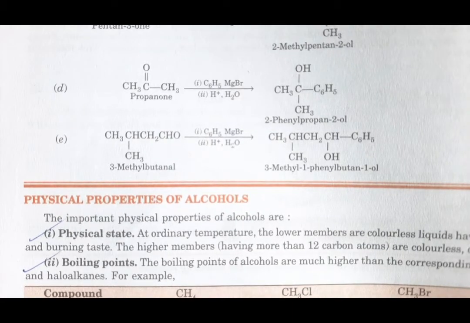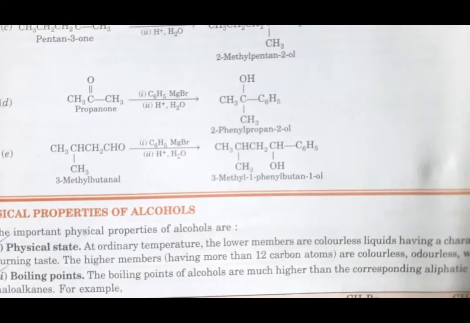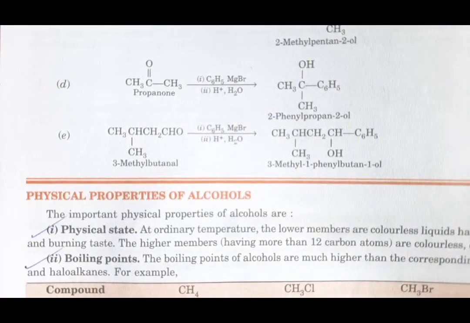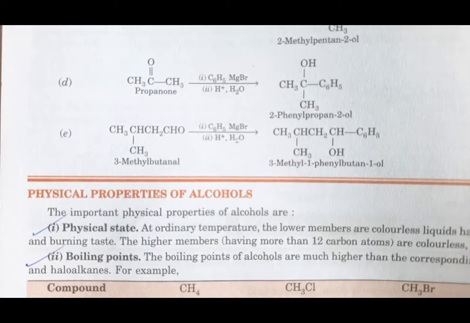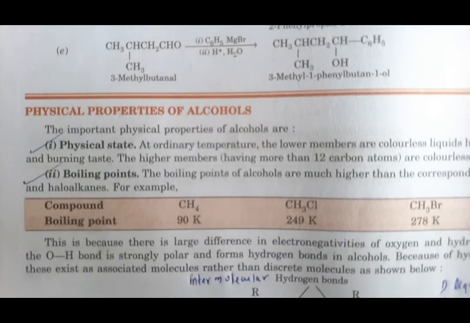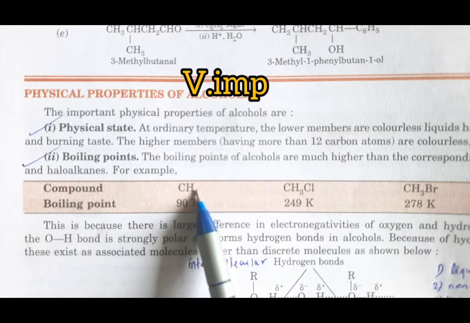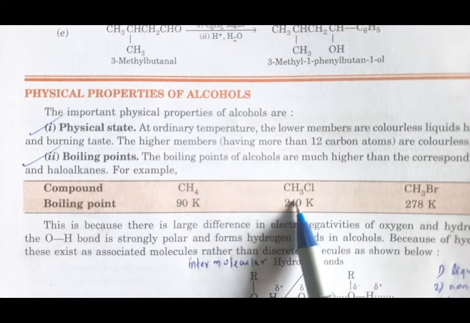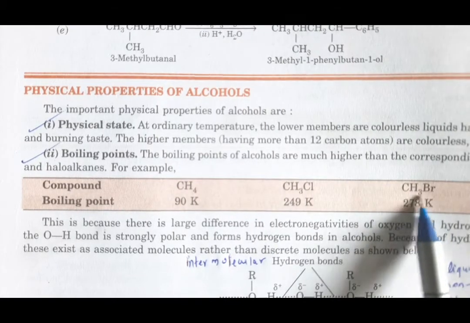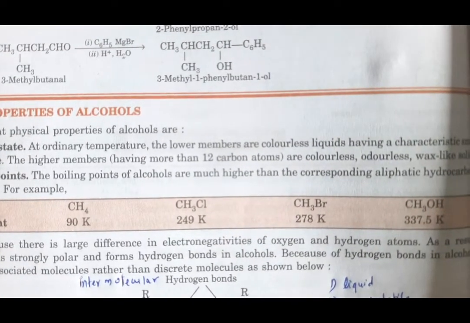Now the boiling point. Do remember, the boiling point of alcohol is much higher than the corresponding aliphatic hydrocarbons and even haloalkanes. That means the boiling point of alcohol is more than haloalkanes and alkanes. Why? Let us see the reason for it. Methane, an example of an alkane, has a boiling point of 90 Kelvin. Methyl chloride is a haloalkane at 249 Kelvin, and methyl bromide is also a haloalkane at 298 Kelvin. Whereas for methyl alcohol it is 337.5 Kelvin.